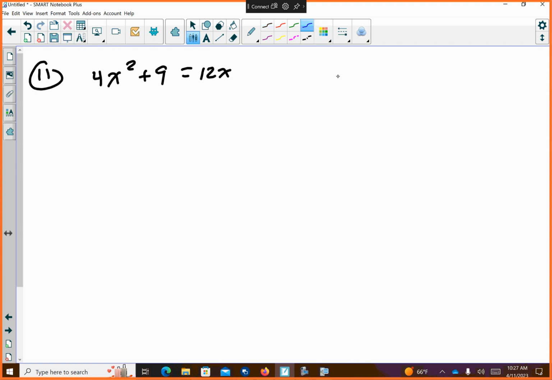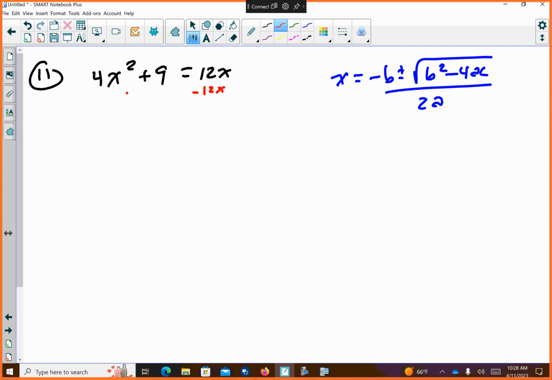All right, we know that x is equal to -b plus or minus the square root of b squared minus 4ac all over 2a. Do I know my ABC as it's set in there right now? It has to equal 0. Very good, Nick. So I want it to equal 0, so I'm going to subtract 12x from both sides.